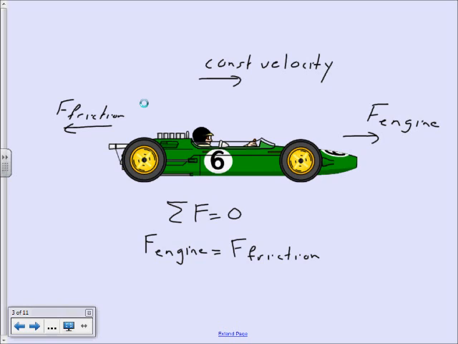If we want the car to accelerate, then we have to make the engine force bigger so that there is a resultant forward force and we get acceleration. If we want the car to decelerate, then we've got two choices. One is we could make the engine force smaller by taking our foot off the accelerator, and now the friction forces are larger and the car slows down. Or alternatively, we make the friction force much, much bigger by putting our foot on the brakes.